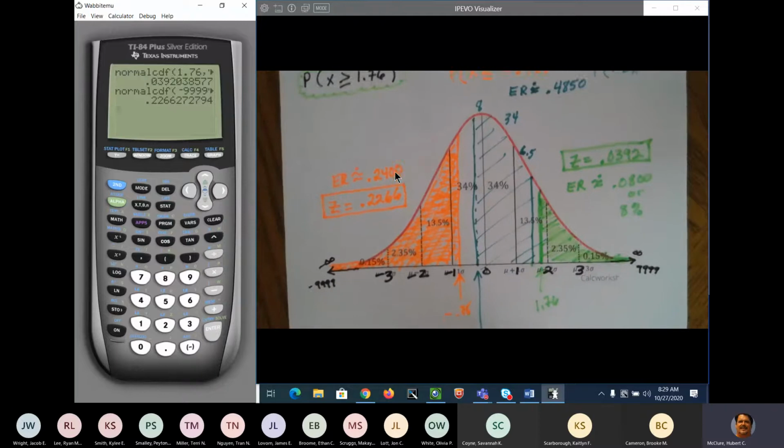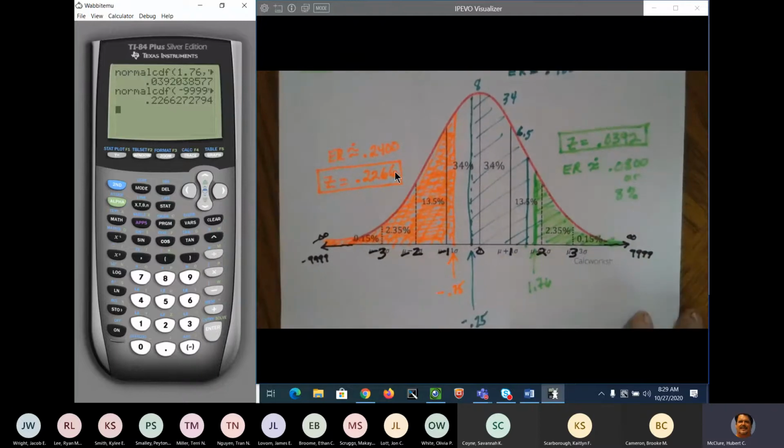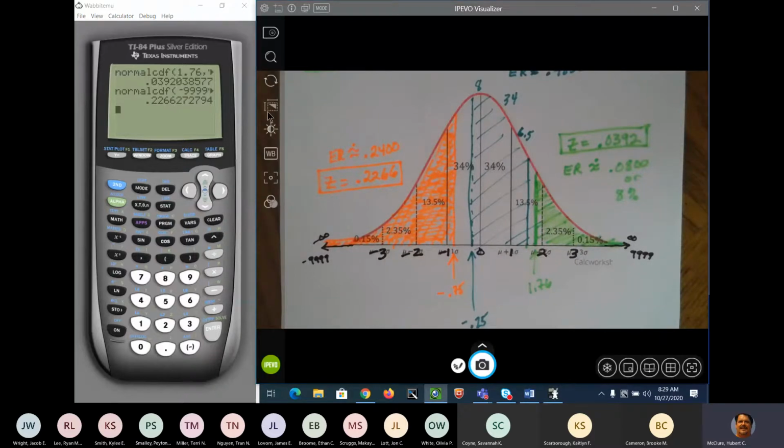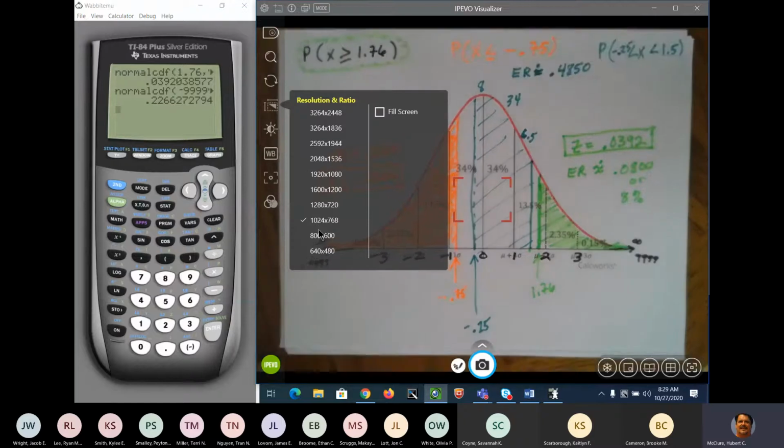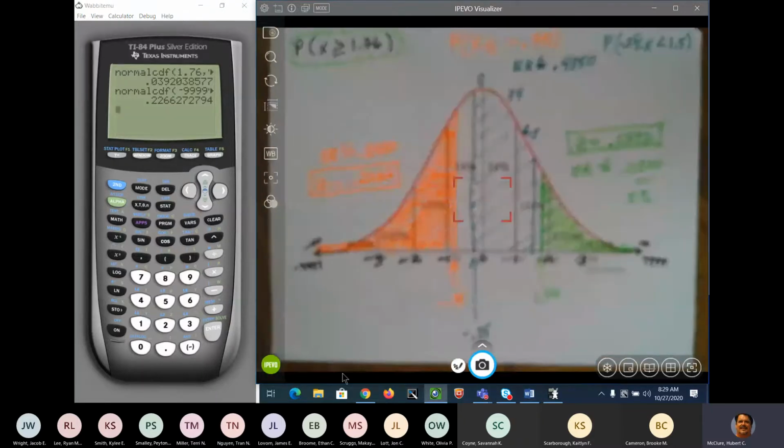Oops, sorry. There we go. I don't think I have this on the right resolution. No, I do not. There we go.